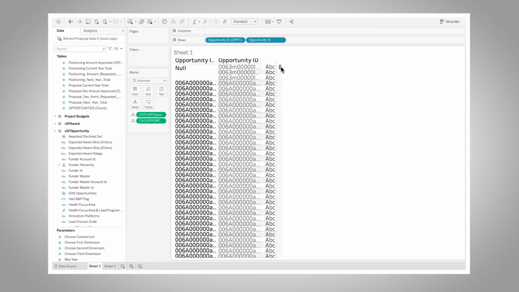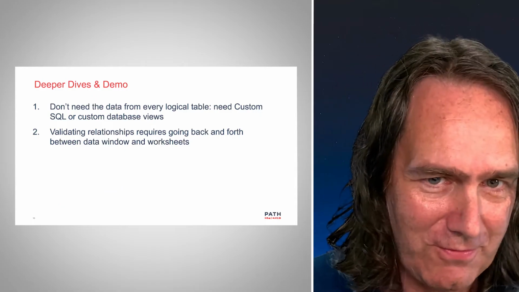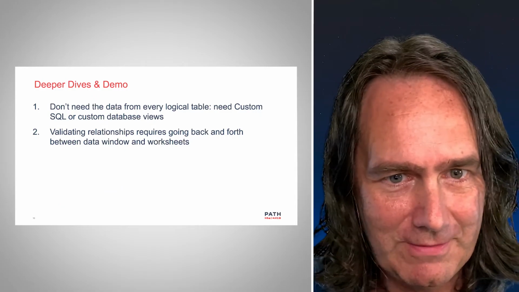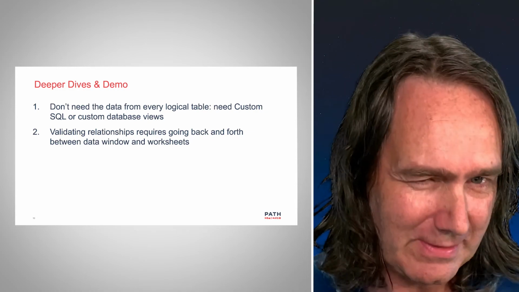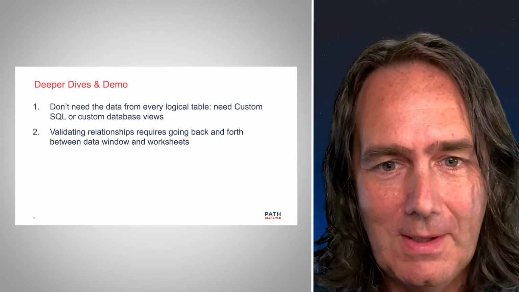Yep. So that rearranges fields, so I can see I've got 3 opportunities out of this VSF opportunity table that don't exist in this table. And then there's one that doesn't go the other way, and I can just rearrange the dimensions here to see that one and potentially explore that. So there's this going back and forth to validate. That slows things down a little bit, but it's doable.